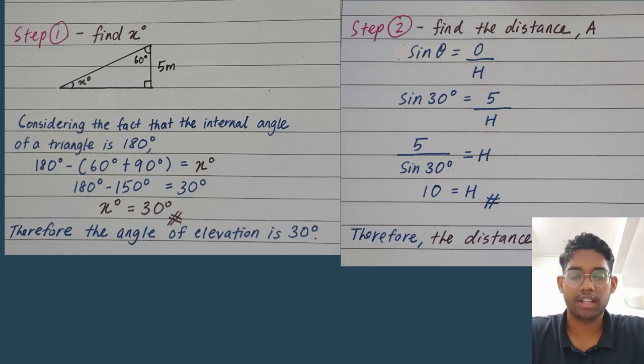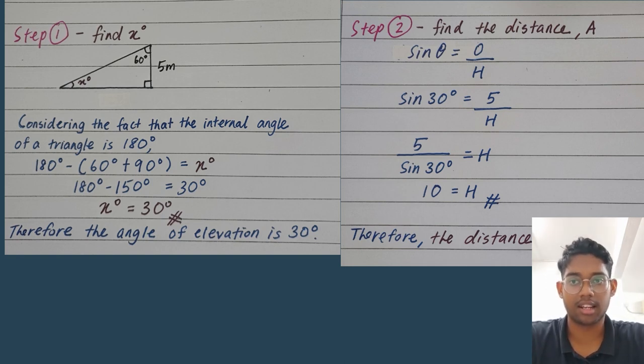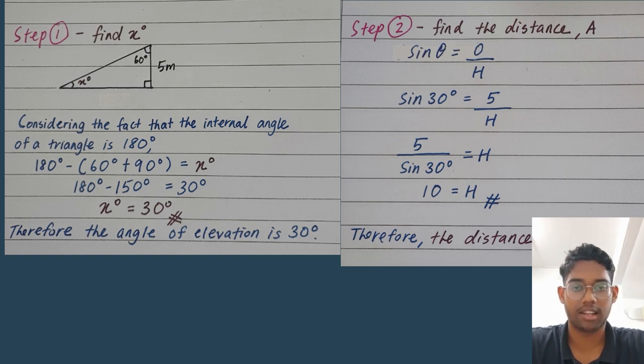In order to find the angle of elevation, which is x, we have to consider the fact that the internal angles of any triangle sum up to 180 degrees. Here, one of the angles is given with the value of 60 degrees. Considering that this is a right-angled triangle, the other angle is 90 degrees. So, that leaves us with 30 degrees for the last remaining angle, which means x equals 30 degrees. Therefore, the angle of elevation of the character while he's jumping is 30 degrees. And let's look at step 2 now.